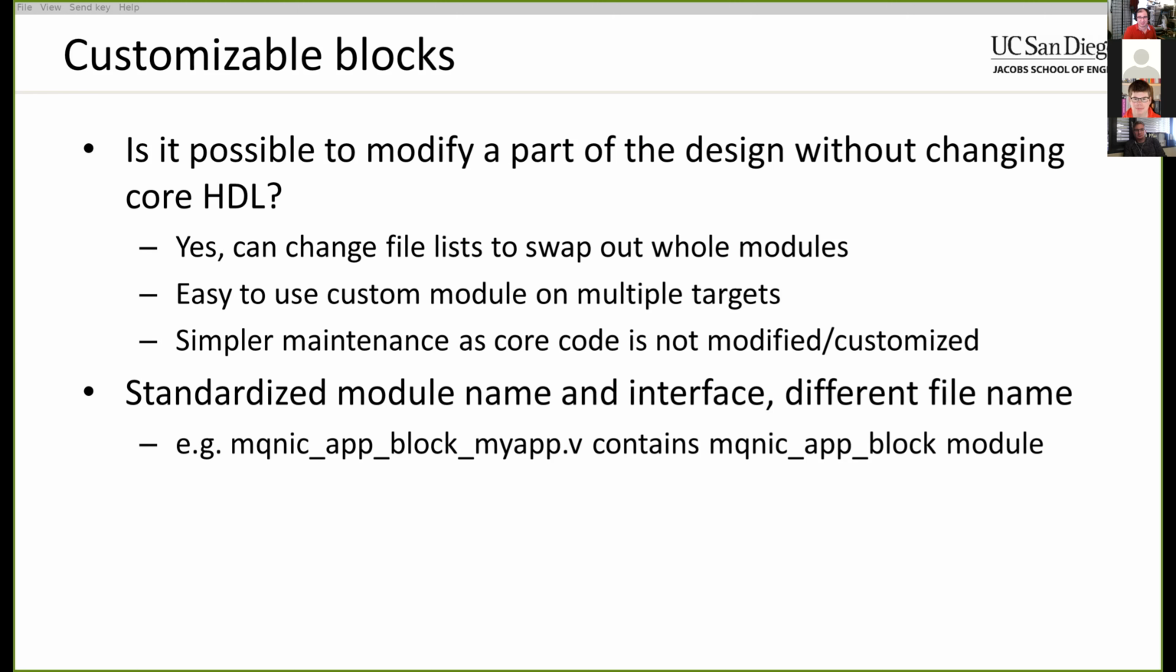I mentioned this briefly, but the idea is to have a standardized module name with a standardized set of ports and parameters, and then have a different file name. So for example, for the application, you might call the module mqnic_app_block, and that will have all the ports and the interfaces for interfacing with the data path. And then we'll have an mqnic_app_block_template.v, and you can make a copy of that, mqnic_app_block_myapp.v, and then put your code in there.